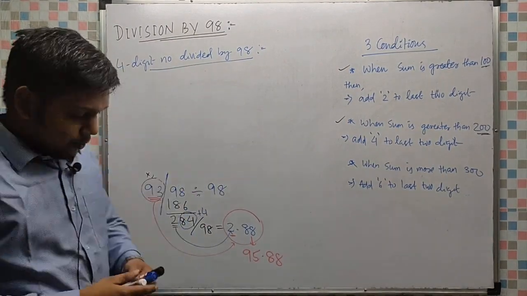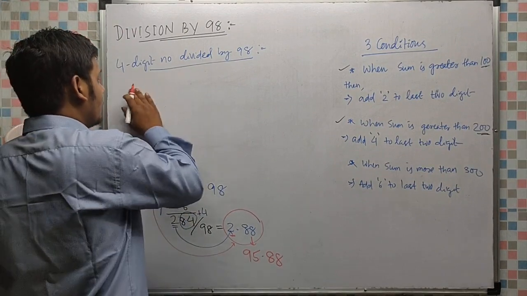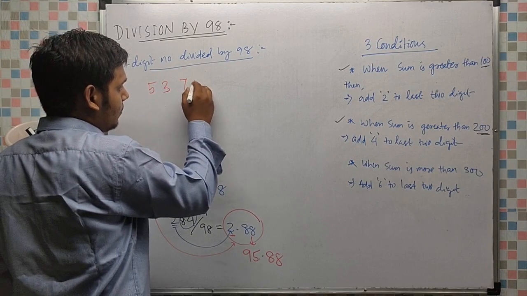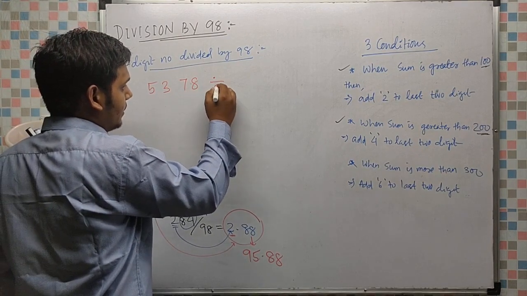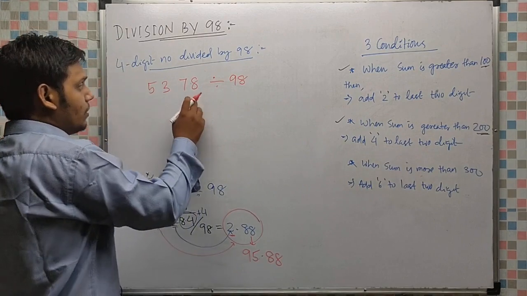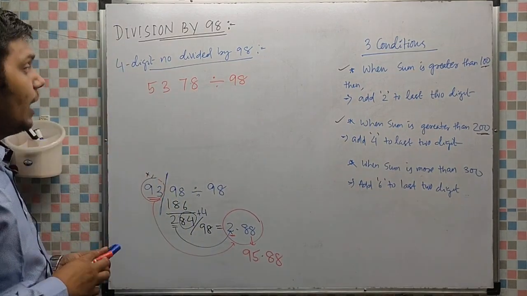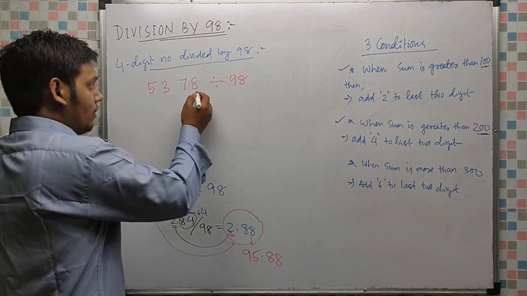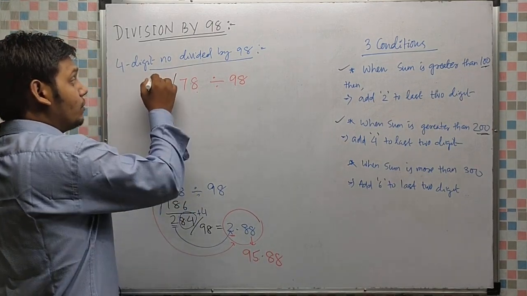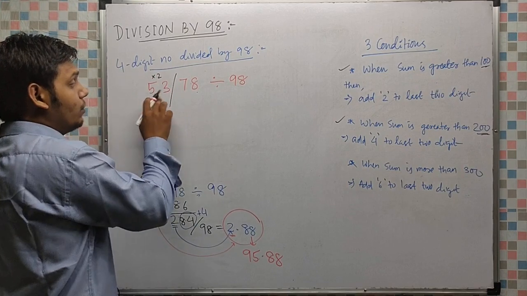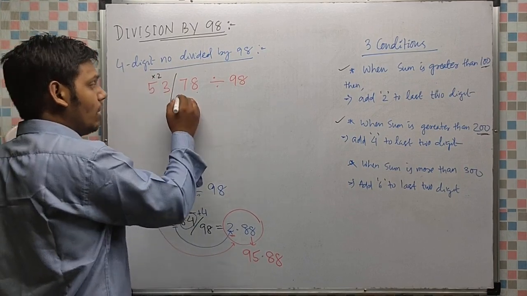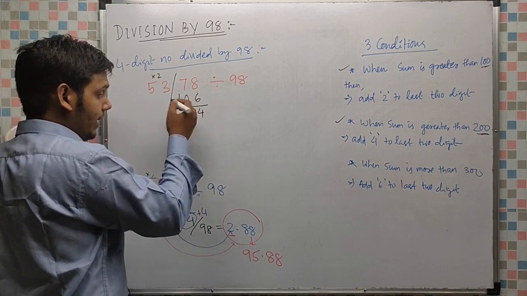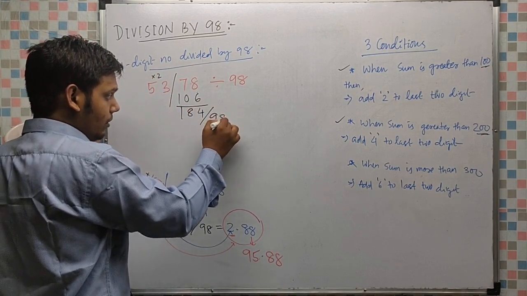Now one more number will do. Suppose 5378 divided by 98. So first what I have to do? I have to separate the digits. So 1 2, then separated. Now what I have to do? I have to multiply 2 with this 2 digit. 53 into 2 how much? 106. 1 6 8 14 7 1 8 184.